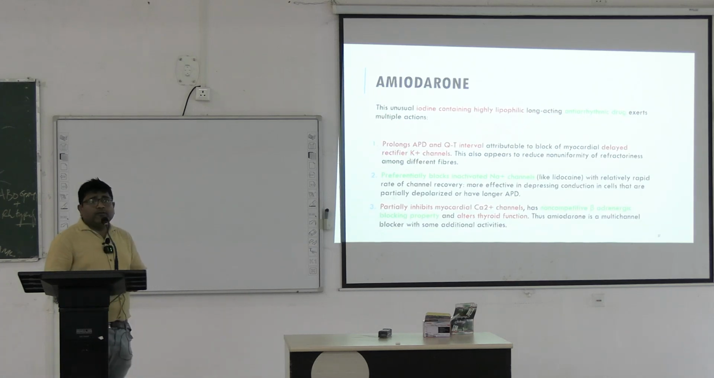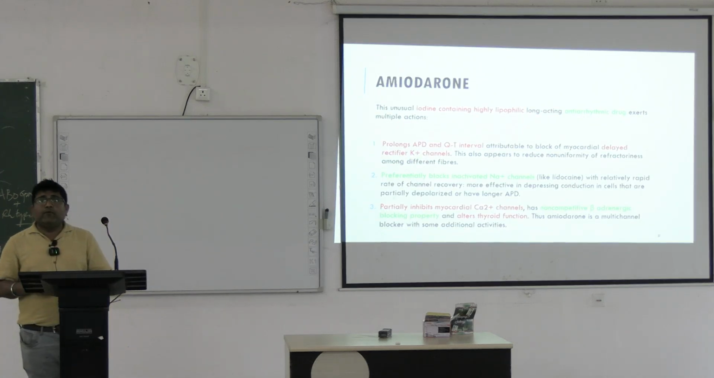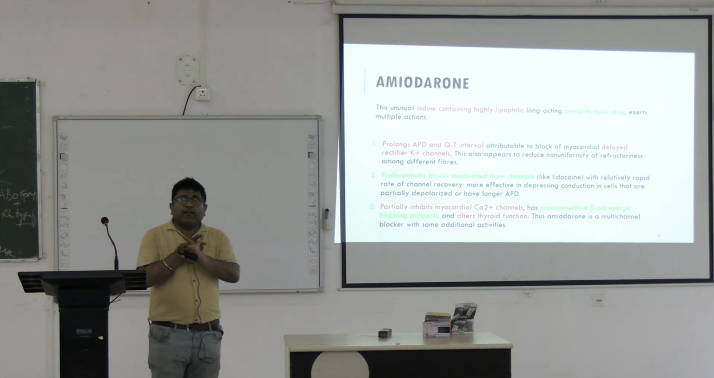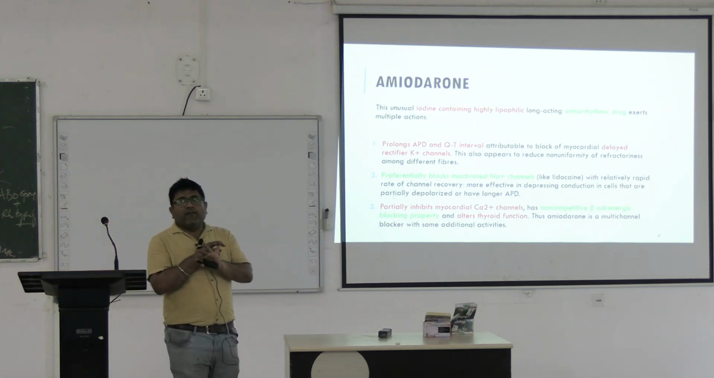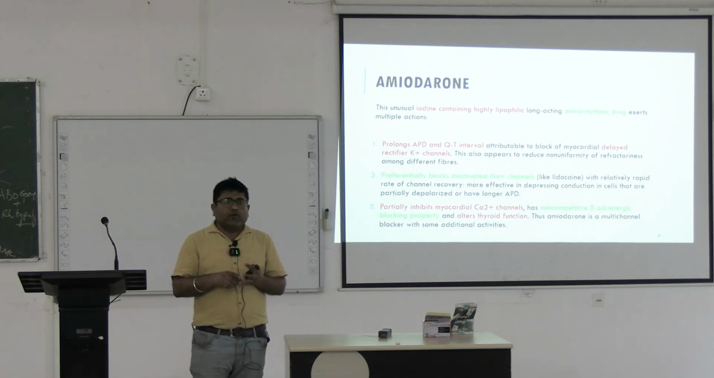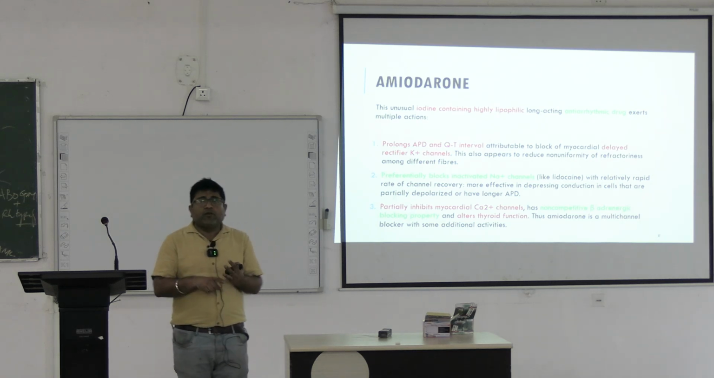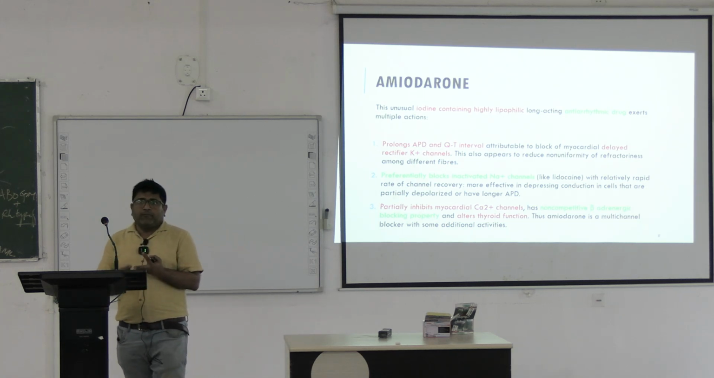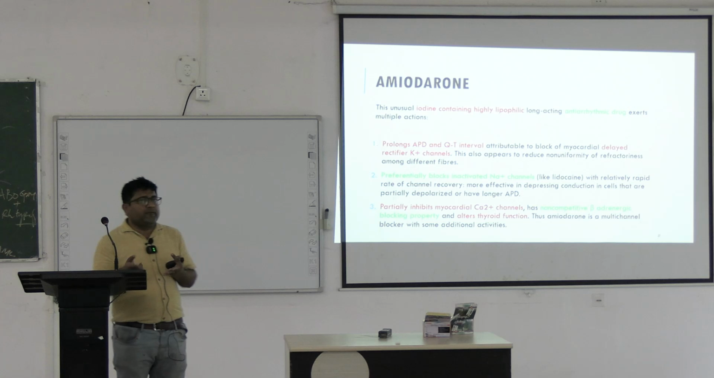Now coming to the prototype drug in class 3, amiodarone. Number one thing is it is an iodine containing drug. As it is iodine containing, it alters the thyroid function. It commonly causes hypothyroidism, goiter and rarely may cause hyperthyroidism. It blocks the conversion of T4 to T3.